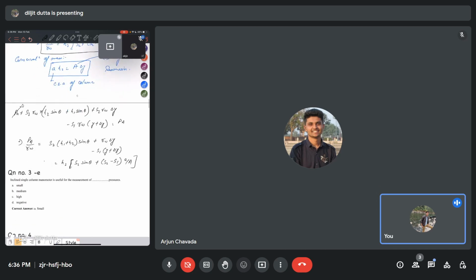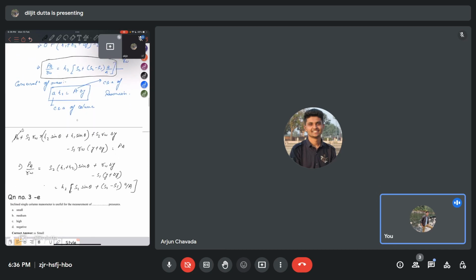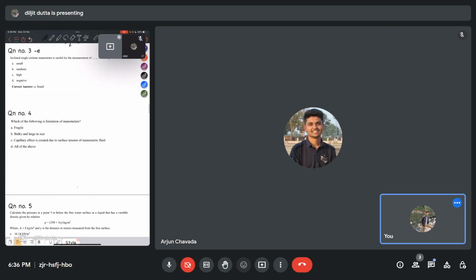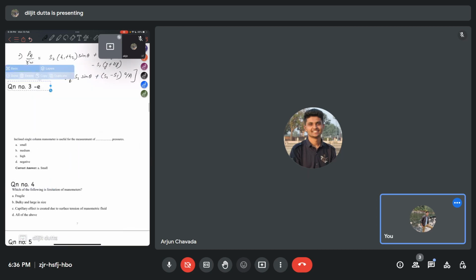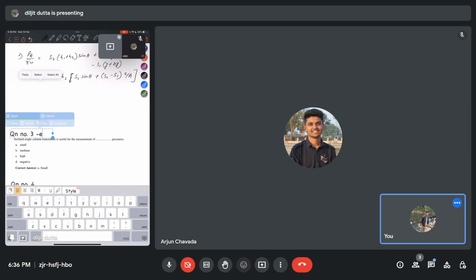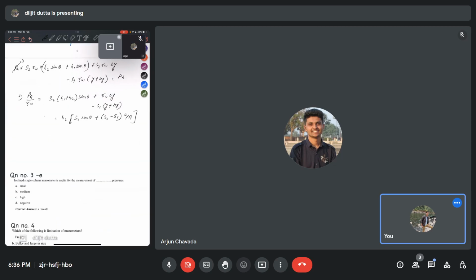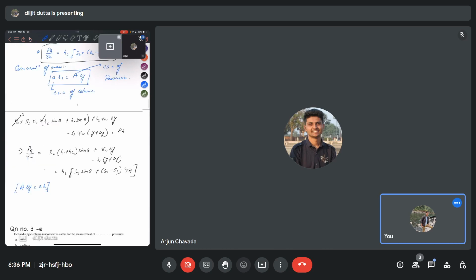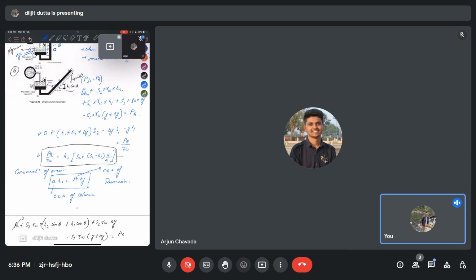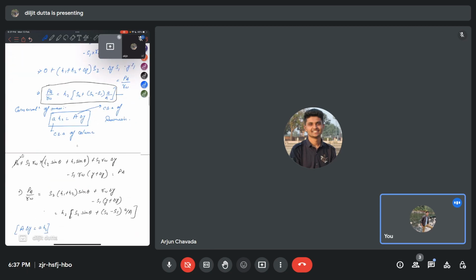So this small a by capital A will come from the conservation of mass. Here also the conservation of mass formula will be A into delta y equals small a into H2. This won't be H2 sin theta, because you can see if there is a change of delta y in the reservoir, there will be change of H2 only in the pipe. So you take the net change in volume, not H2 sin theta.